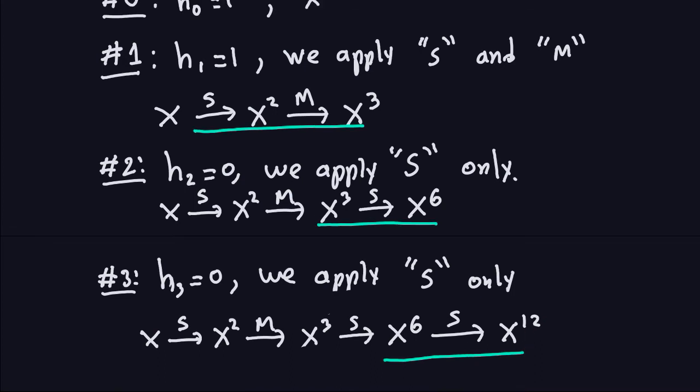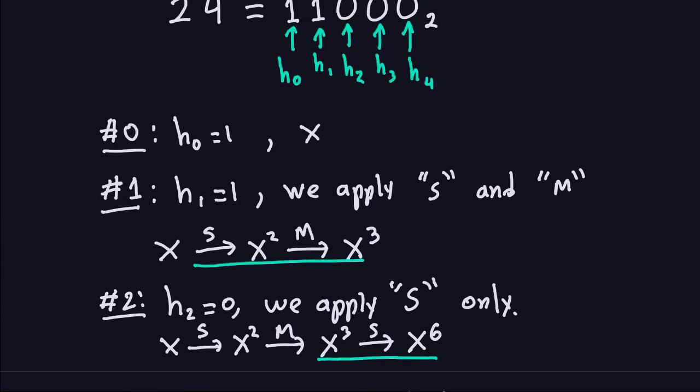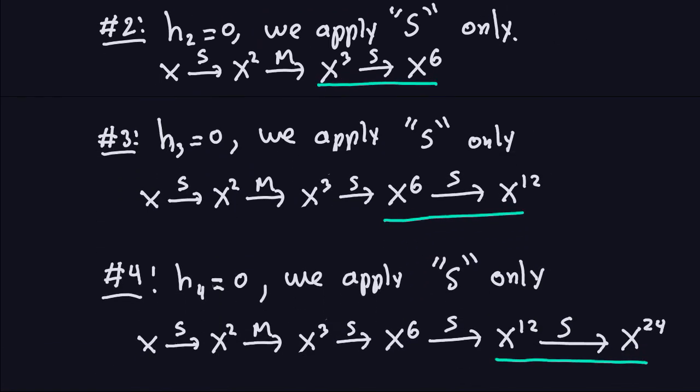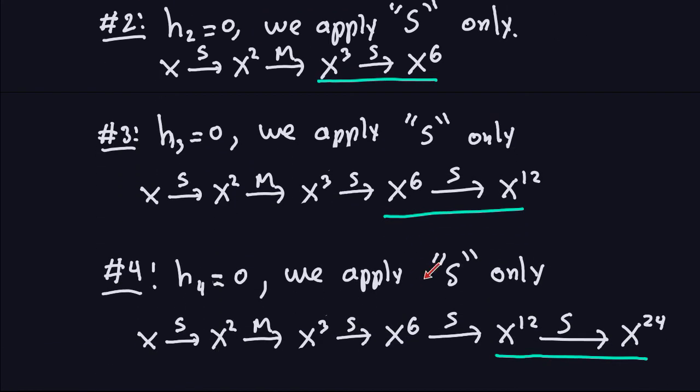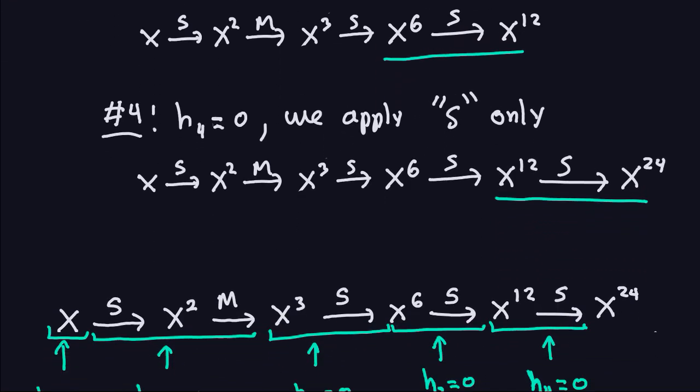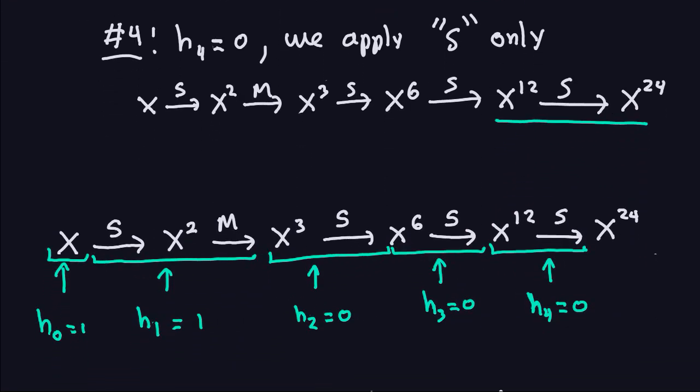And then finally we have H4, which is a 0. So if H4 is a 0, we apply only a square. From 12, we apply a square, and then we get x to the 24. So this is the sequence that we get. We start with x, and the binary representation of the exponent gives me the sequence of squarings and multiplications that I need in order to compute my power.